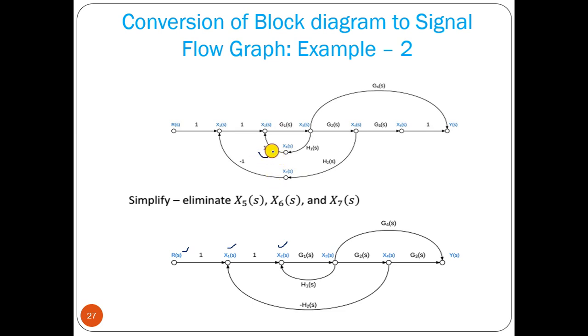Now what we can do is connect this -1 directly with H2. So H1 and H2 are directly connected, and this one we can drop and take this one as YS. This one we drop and connect at this particular point, so YS equals X3S. That will be the signal flow graph of that particular system.